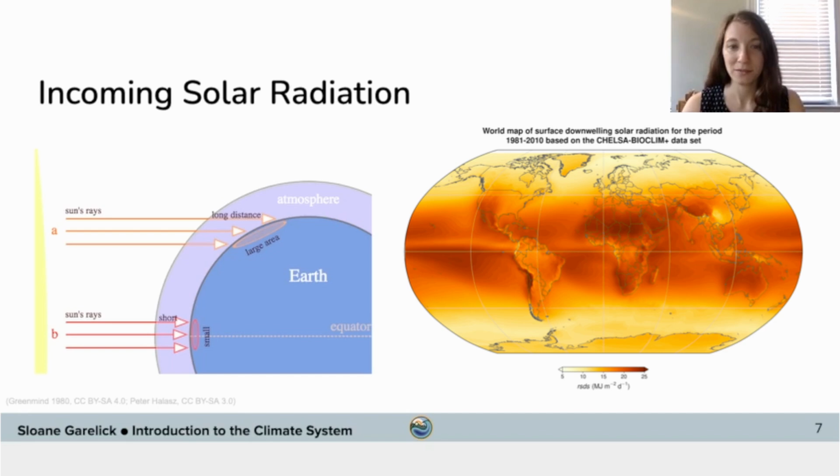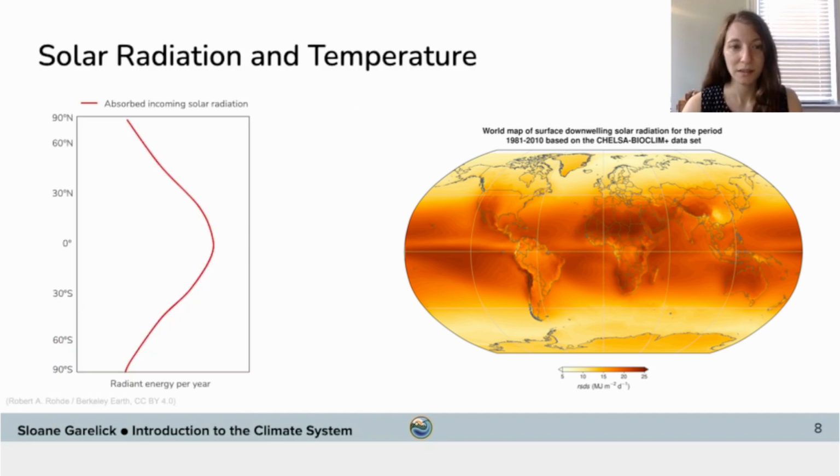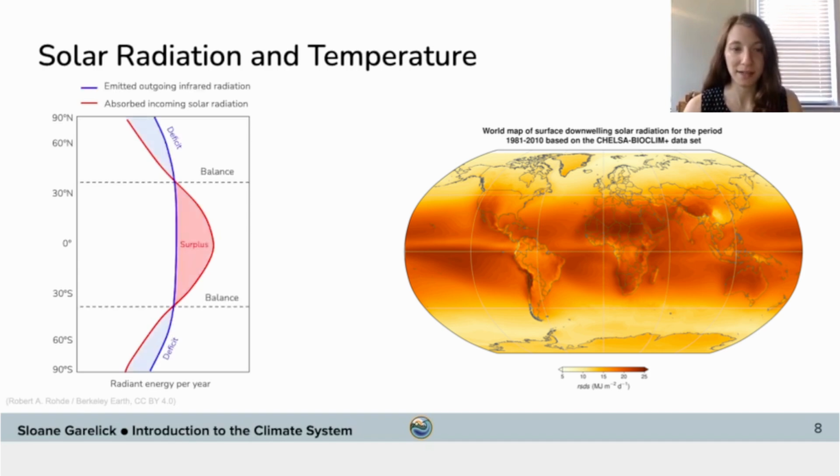However, the amount of incoming solar radiation isn't the only component of Earth's energy budget. We also have to consider the emitted radiation from Earth's surface. The graph on the left is showing the average incoming solar radiation with latitude in red, which highlights what we saw in the previous slide, with increased incoming energy at the equator and less incoming radiation at the poles. Now, this blue line is showing the outgoing radiation that's emitted from Earth's surface. At the equator, there's more incoming than outgoing radiation, which results in a surplus of energy. At the poles, there's more outgoing radiation than incoming radiation, resulting in a deficit of energy.